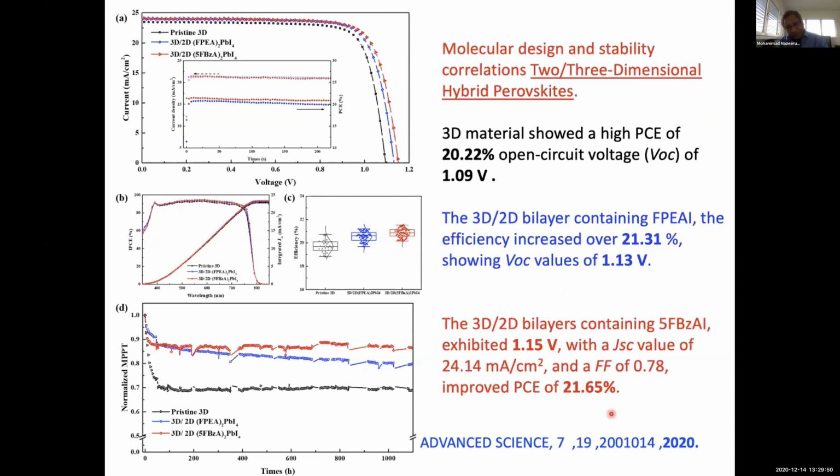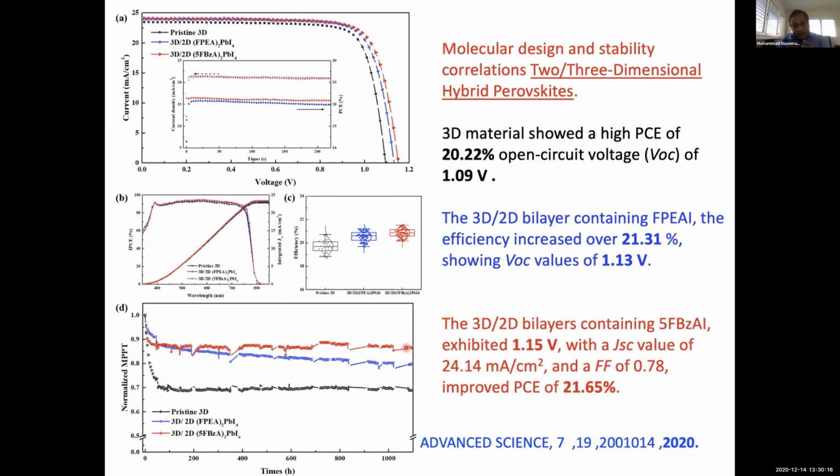We are increasing the efficiency because of the reduced recombination. At the same time, if you look at the stability data, this is the reference three-dimensional perovskite, the black line, it's decreasing over time. On the contrary, the moment we have a perfluorinated phenylethylamine two-dimensional perovskite deposited on top of the three-dimensional perovskite, the stability is extremely high. So this is the beauty of these studies.